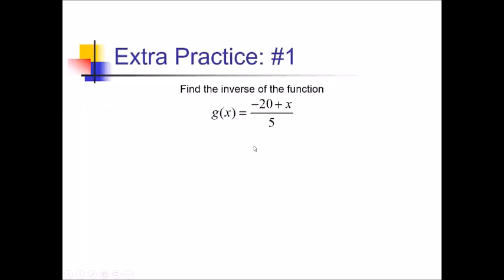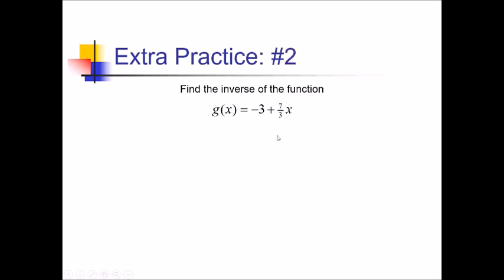To find the inverse function on this one, we're going to switch x and y and then solve for y. So I've got x equals -20 plus y over 5. Then to solve for y, I have to first get rid of this fraction by multiplying 5 by both sides. So we'll have 5x over there. And then we just have to add 20 to the other side. So I can write g inverse equals 5x plus 20.